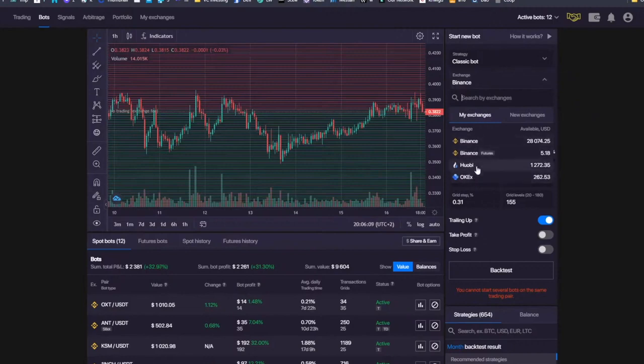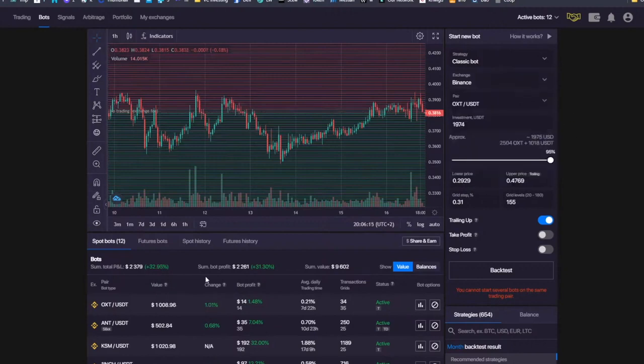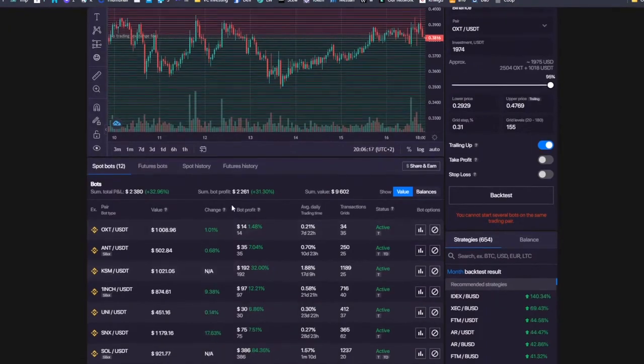And on Huobi and OKEx, they have lower requirements than on Binance. So sometimes I launch automated bots on Huobi instead of Binance. Okay, just because of the trade requirements.